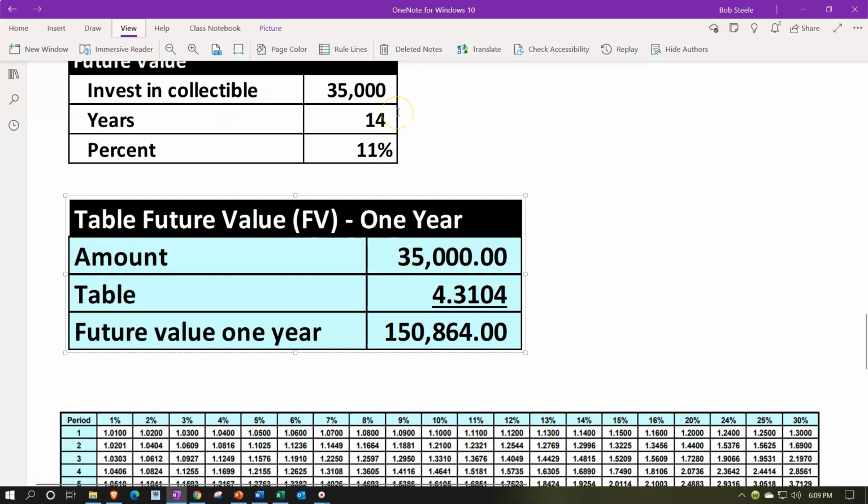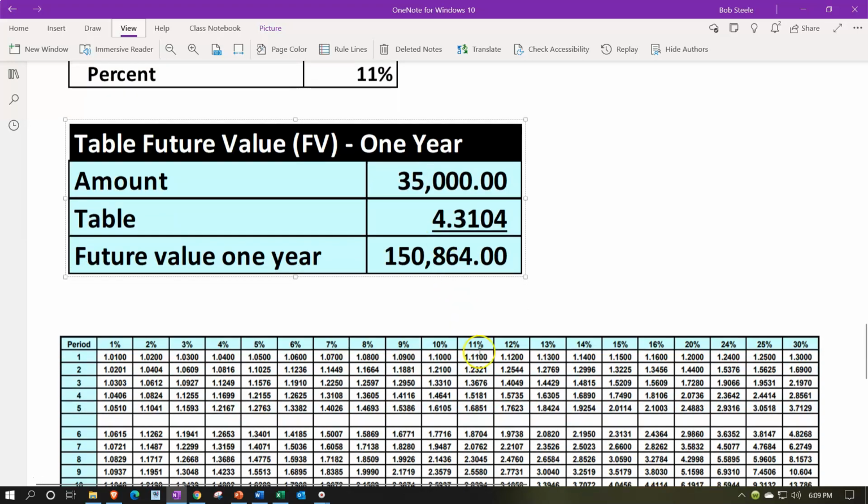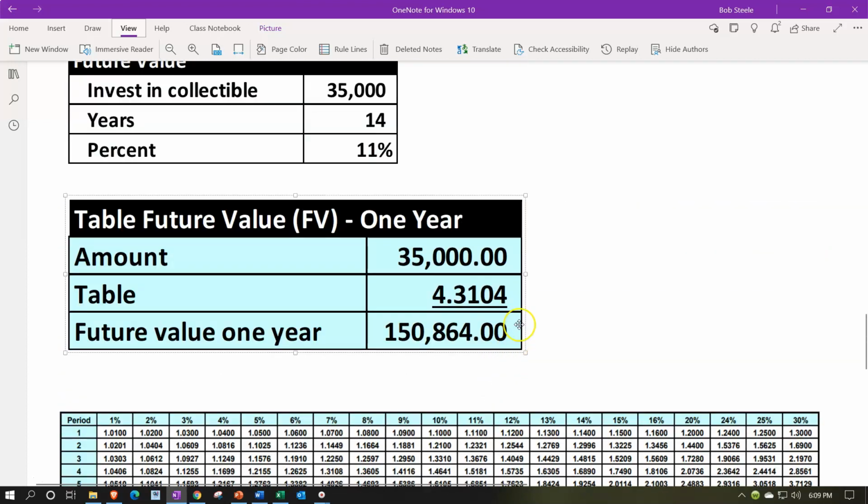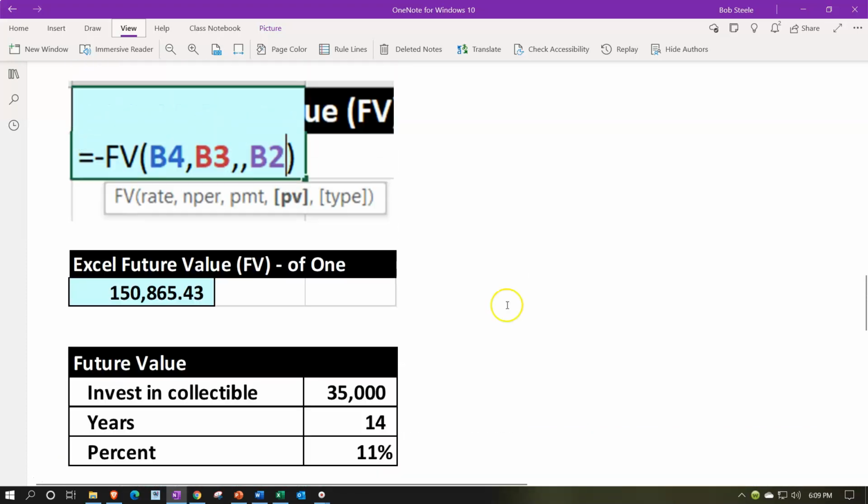So we got the 14 and the 11%. We'll just look that up on the tables, making sure that we have the proper table, future value of one table. Here's the 11%, 14 periods, which is going to be the 4.3104. So 4.3104, simply taking then the 35,000 times the 4.3104, providing us with the 150,864, which is about what we got in the last calculations, which was slightly different due to rounding.